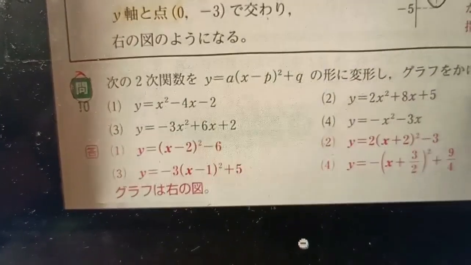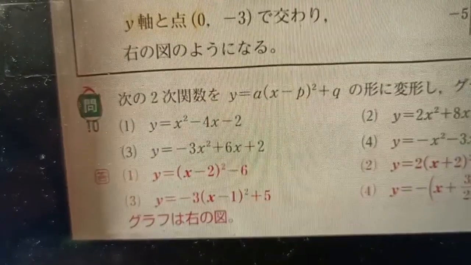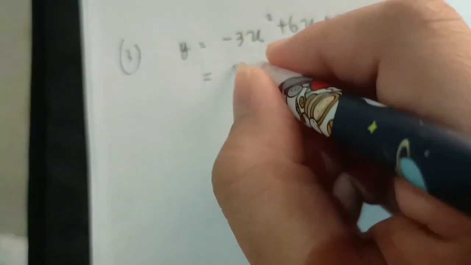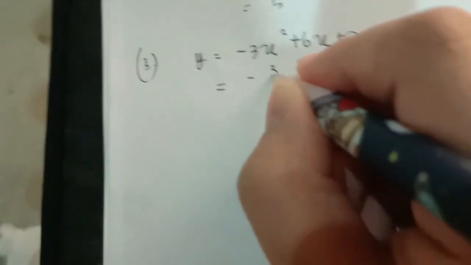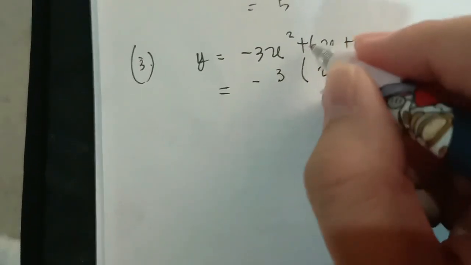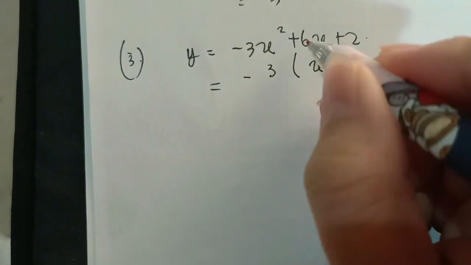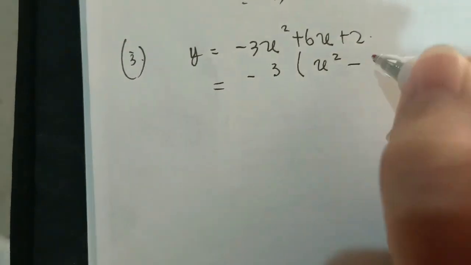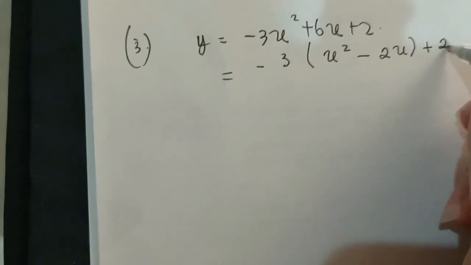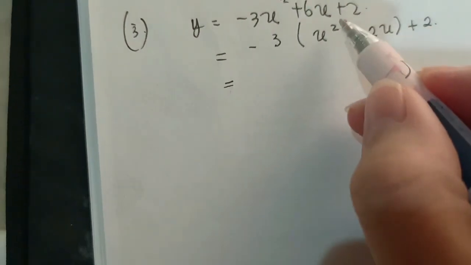Now we are going to solve number 3. y equals minus 3x quadrat plus 6x plus 2. Now we are going to eliminate the minus 3. It will be x quadrat, minus over here, because minus multiply minus is plus. 6 divided by 3 is 2x, plus 2.